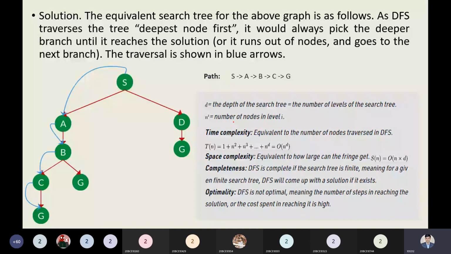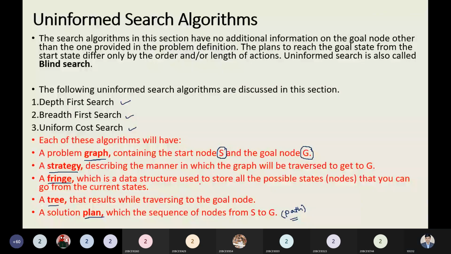And space complexity, what we are getting from this DFS, is equivalent to how large the fringe set can be. I have already spoken about the fringe. What is a fringe? Can anyone tell me right now? I told you what a fringe is. Let me go once again to explore the idea. Fringe means a data structure that is used to store all the possible states.